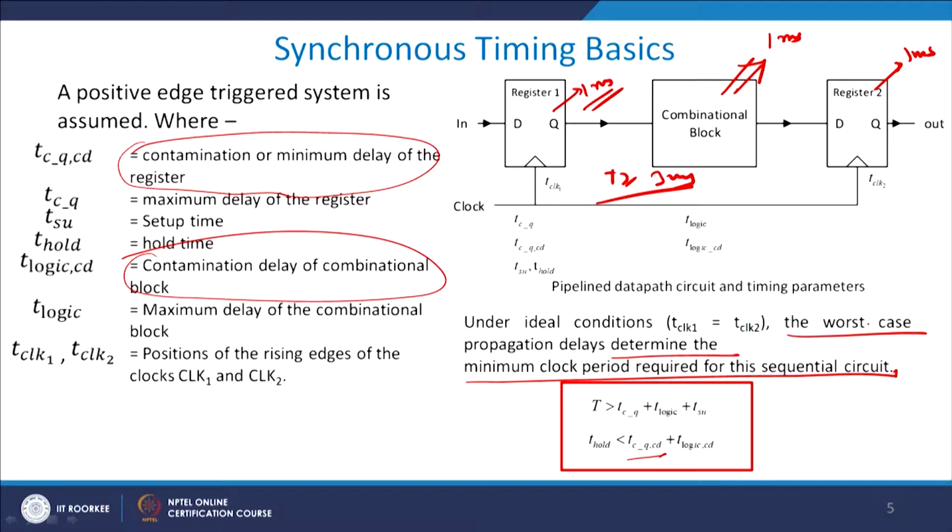Now, why should T hold be less than that? Because if T hold is greater than that, then either of these two problem areas will be introduced into the logic, and there will be an issue as far as the output is concerned.